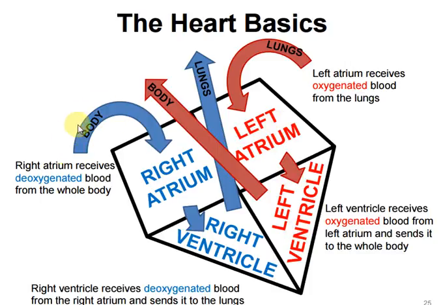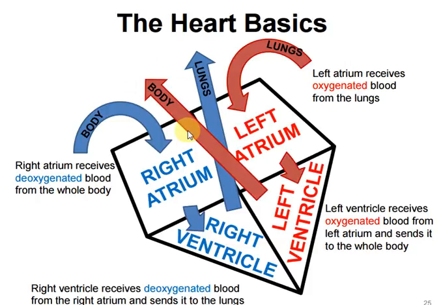So the blue arrows represent deoxygenated blood. Deoxygenated blood means that the blood is lacking oxygen. It is rich in carbon dioxide and poor in oxygen. And the red arrows here represent a rich oxygen, so oxygenated blood. That means it's rich in oxygen and poor in carbon dioxide.